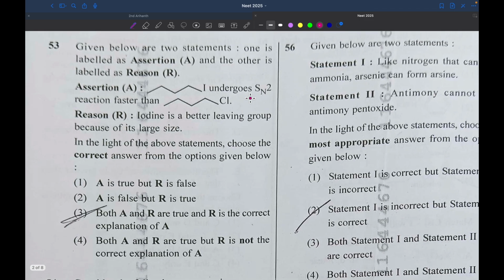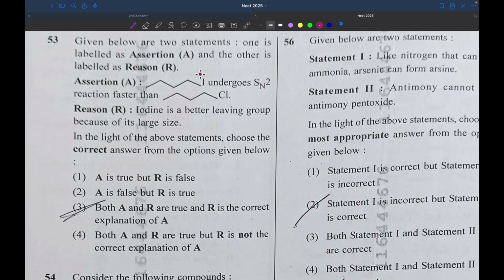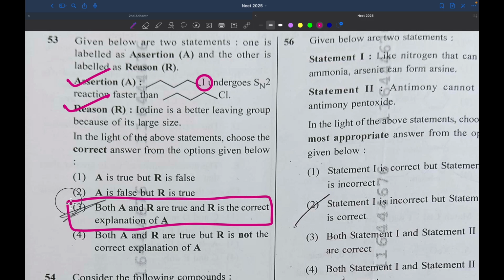Right? Next we will go to the 53rd question. Two statements are given, assertion and reason. Assertion: butyl iodide undergoes SN2 reaction faster than butyl chloride. Correct statement. Iodine is a better leaving group than chlorine. So the same is given here. So both are correct, and the explanation is also correct.